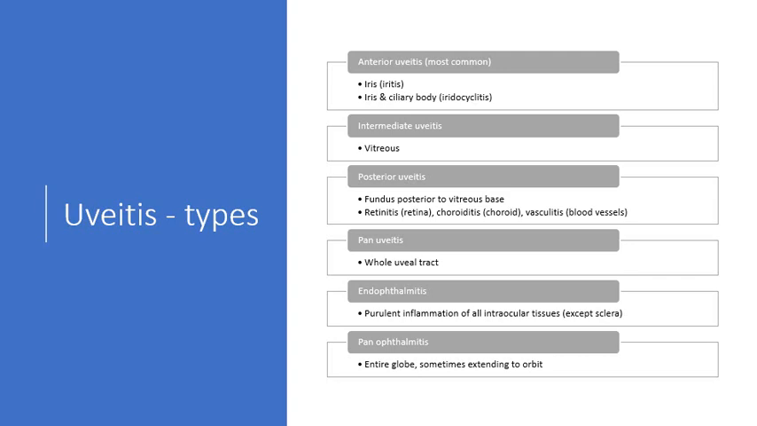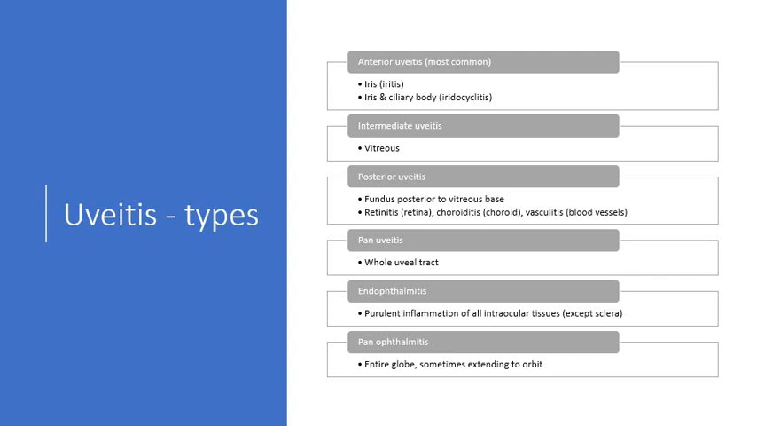Intermediate uveitis affects the vitreous. Posterior uveitis affects the fundus, and if you have retinitis, it's just the retina that's affected, or choroiditis affects just the choroid, or vasculitis affects the blood vessels. So basically it's just an inflammation of these areas. So if someone says a patient has iritis, it's an inflammation of the iris. If it's retinitis, it's an inflammation of the retina. And so these are subcategories of uveitis.